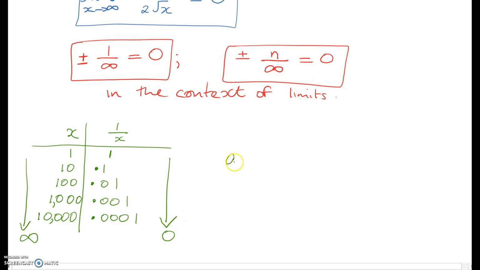As x approaches infinity, 1 over x approaches 0. Something that we've seen before, but worth reiterating now. So anything over infinity will become 0.